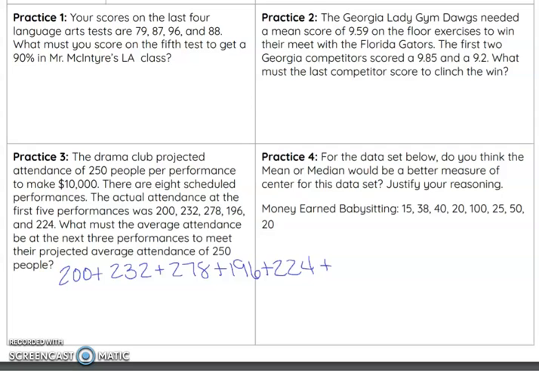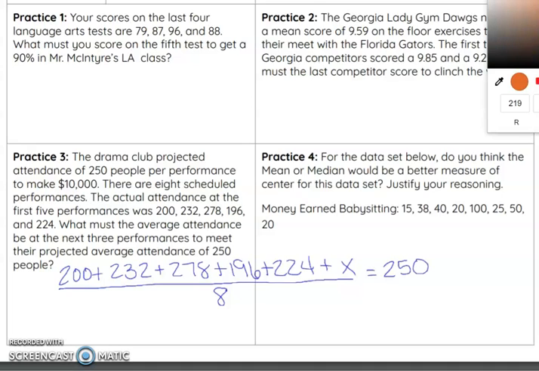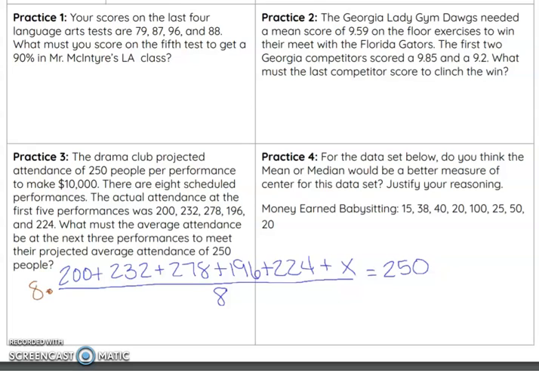I'm going to put an X to represent how many people need to come for the last 3. And I divide that by the 8 performances, and that equals 250. So if I need 250 people each night for 8 nights, then that means that I need a total of 2,000 people. So the way I got that was just to multiply 250 by 8.